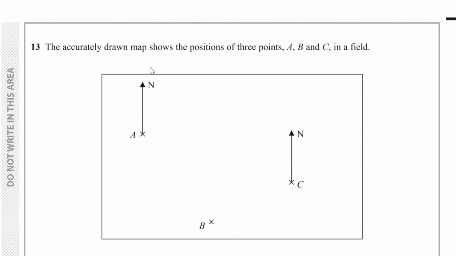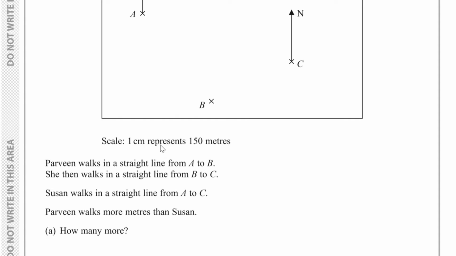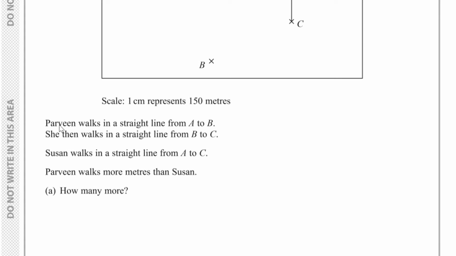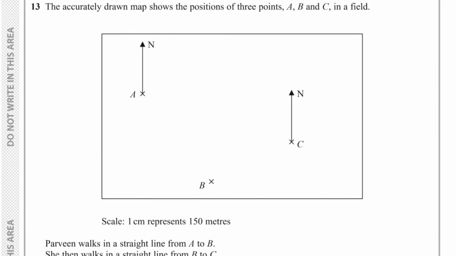Question number 13. The accurately drawn map shows the position of 3 points A, B and C in a field. We've got the scale, 1 centimeter represents 150 meters. Parveen walks in a straight line from A to B. She then walks in a straight line from B to C. Susan walks in a straight line from A to C. Parveen walks more meters than Susan. How many more? Well, what we'll do is we'll find out what AB is.